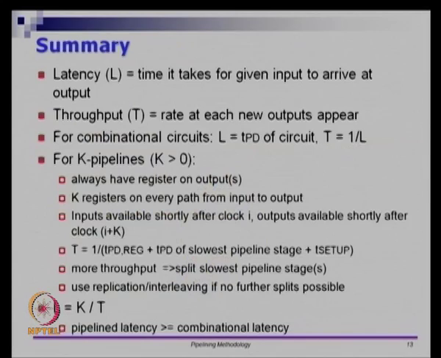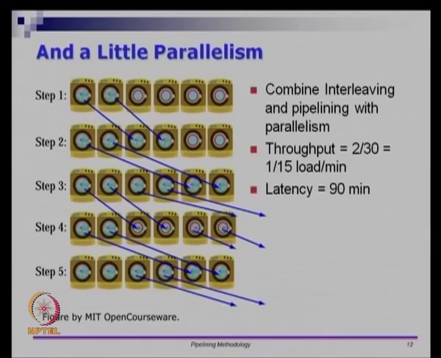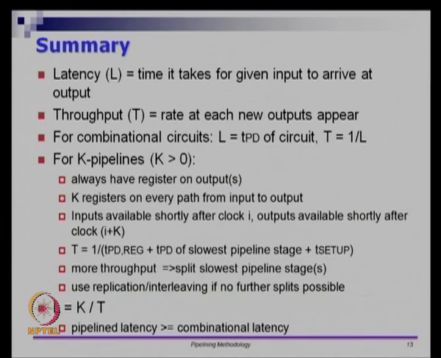So in summary, latency is the time taken for a given input to arrive at the output. Even in this picture, the latency is still 90 minutes. It is not getting any better, right? So 30 minutes for washing and 60 minutes for drying, we have not broken the latency into anything less. Until we come up with a different dryer technology itself, which will take less than 90 minutes, the latency is going to be definitely 90 minutes. We cannot make it any better.